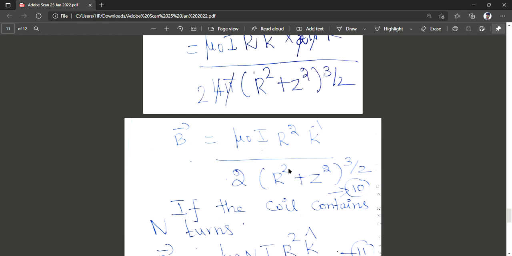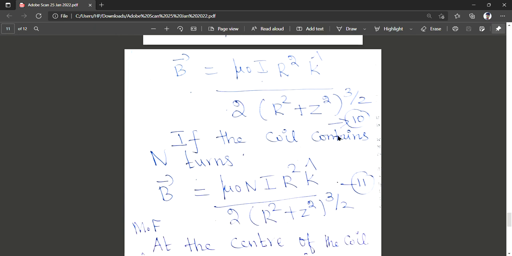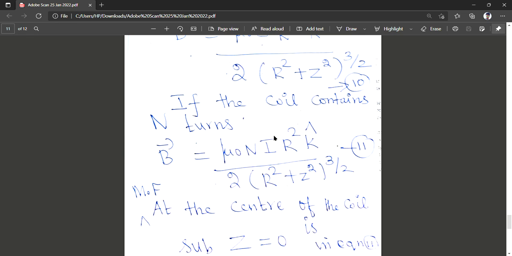If the coil contains N number of turns, the 10th equation you can multiply by capital N. So the net magnetic field B at P, B vector equal to mu naught I R square k cap divided by 2, R square plus Z square to the power 3/2.